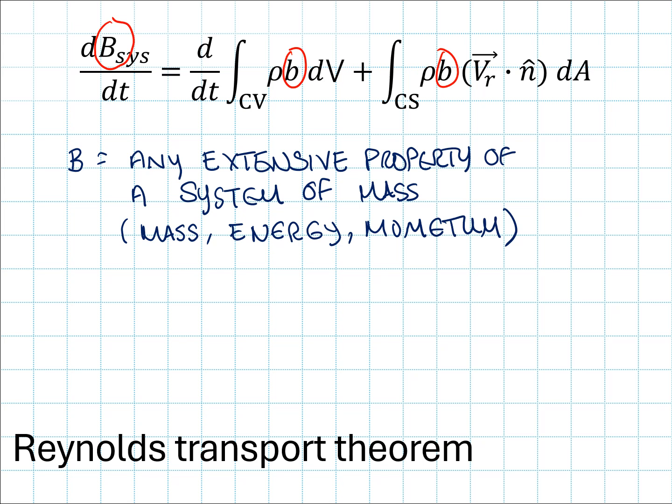So then little b is the corresponding intensive property that goes with big B.